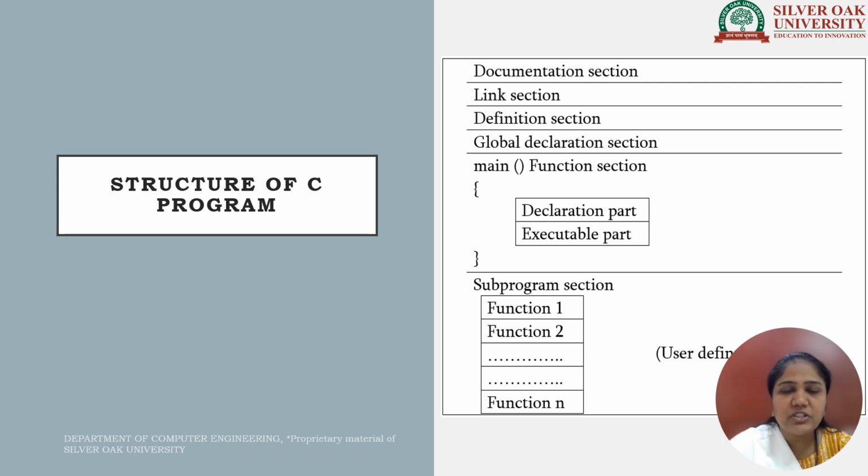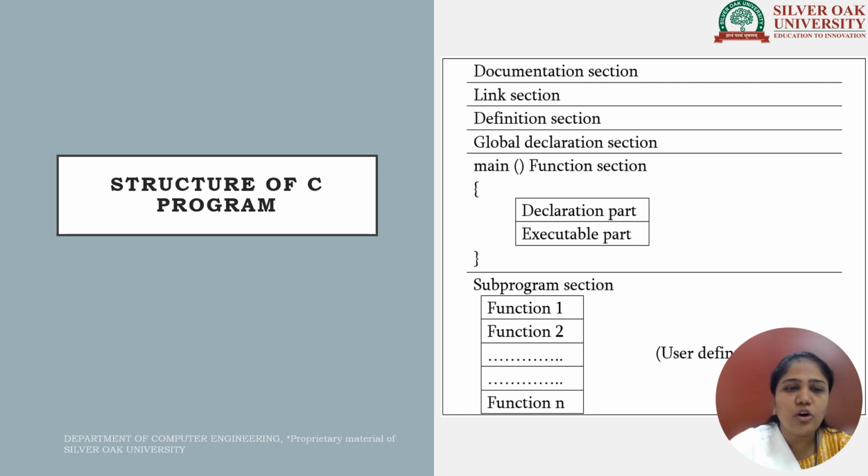As you can see, this is the structure. The very first is the documentation section. Then there comes a link section, definition section, and global declaration section. After that, there is a main function section. Again in main, we have two parts: one is the declaration part and another is the executable part. These are the basic structure, and after that you can see there is a subprogram section, which is nothing but the user defined subprogram section. That means if we are supposed to write our own functions, at that time we can follow that particular part.